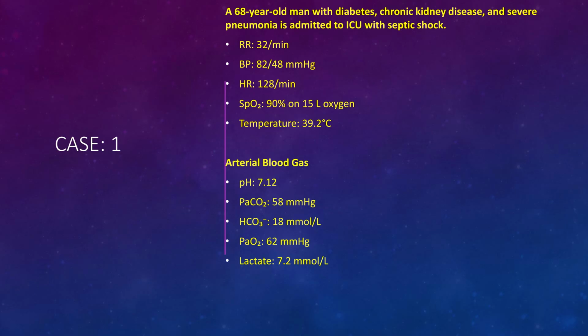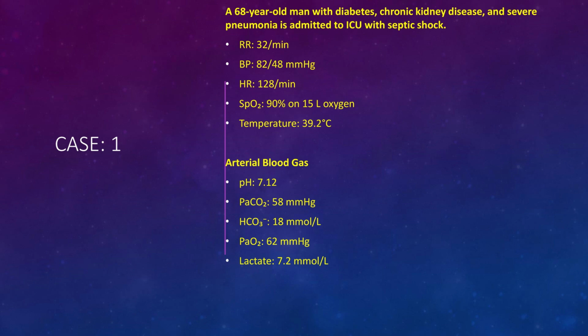Clinical scenario. A 68-year-old man with diabetes, chronic kidney disease, and severe pneumonia is admitted to ICU with septic shock. Respiratory rate, 32 per minute, BP, 82 by 48 millimeters of mercury, heart rate, 128 per minute, SpO2, 90% on 15-liter oxygen, temperature, 39.2 degrees centigrade.